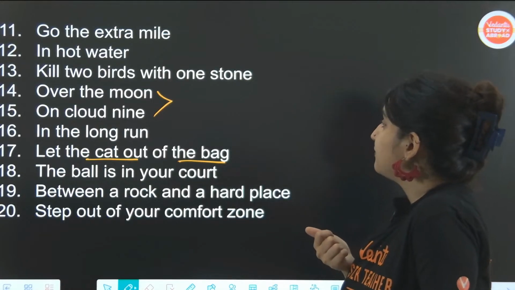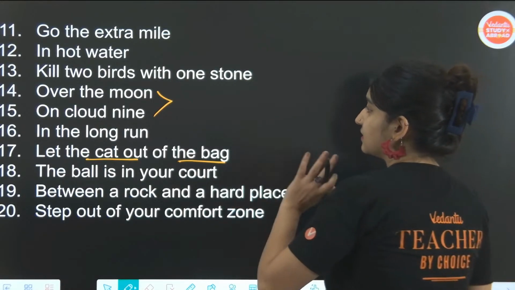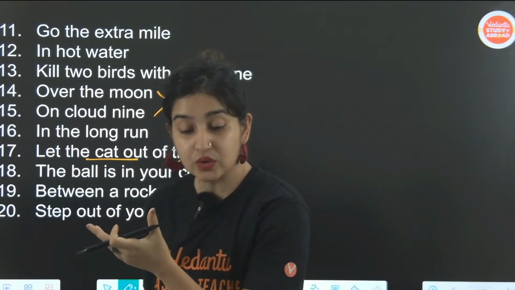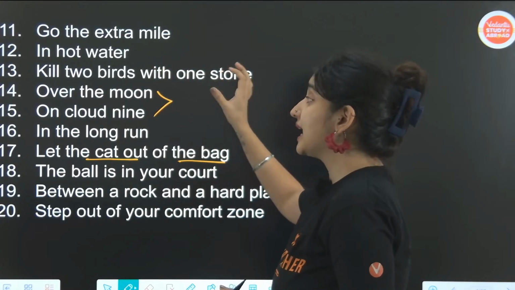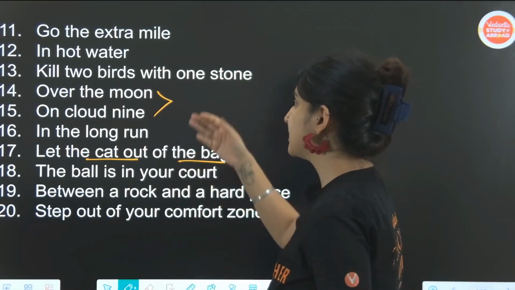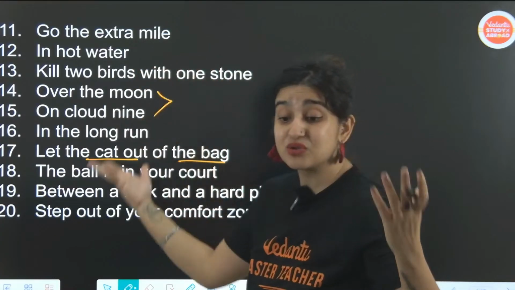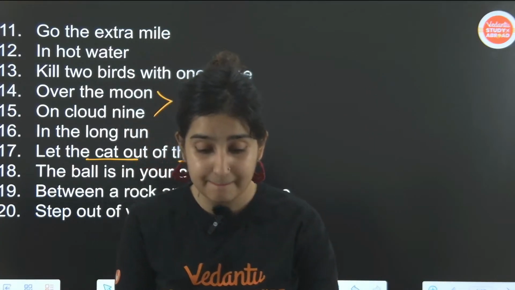Shivangi wants to know 14 and 15. 14 and 15 are both the same. It means being extremely happy. Okay. So, on cloud 9, Hindi counterpart, सातवें आसमान पर, and over the moon. So, when you're over the moon or when you're on cloud 9, that means you're extremely happy about something. Okay.